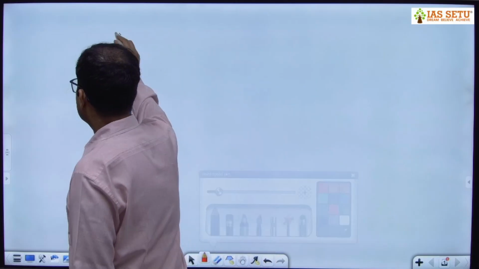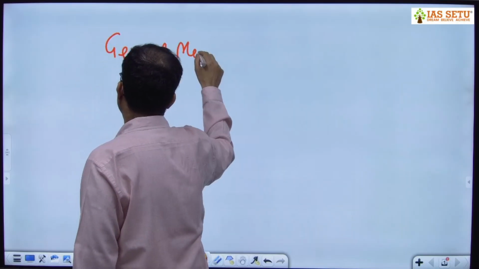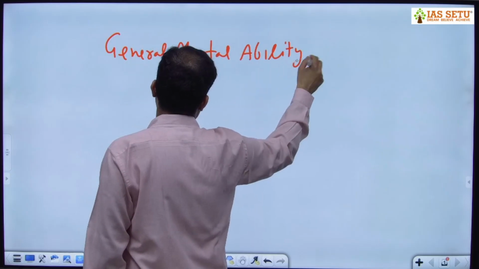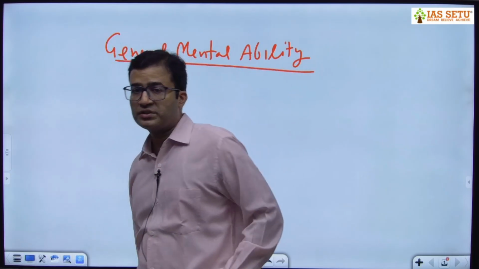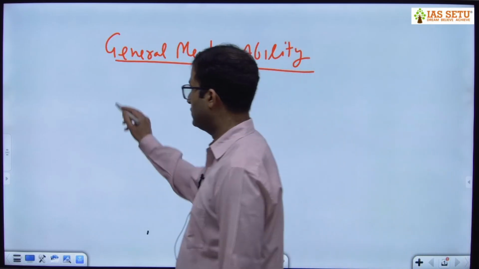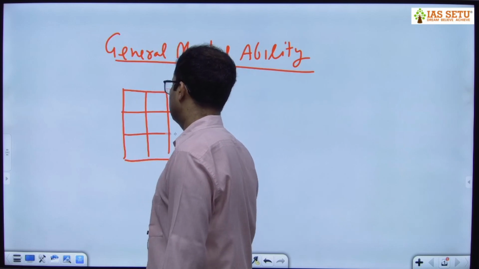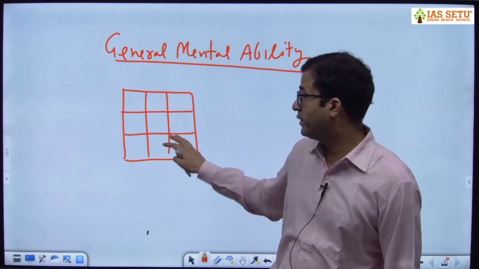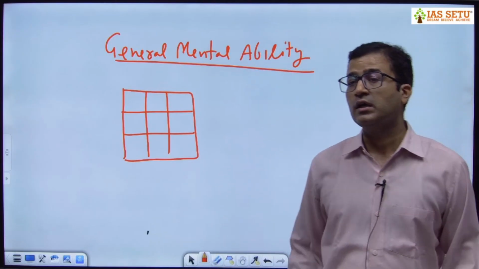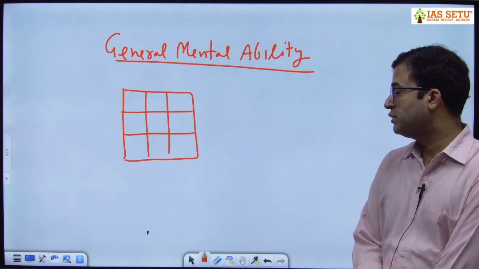We will cover the topic general mental ability. In this general mental ability, what are the subtopics we have? Counting of squares. They give this type of diagram and they ask how many squares are there, how many rectangles are there, number of triangles, number of parallelograms, number of squares. Okay, so that we will see.